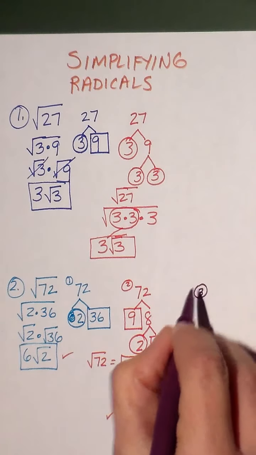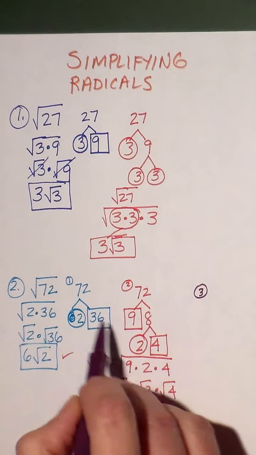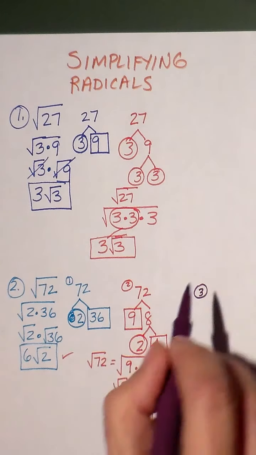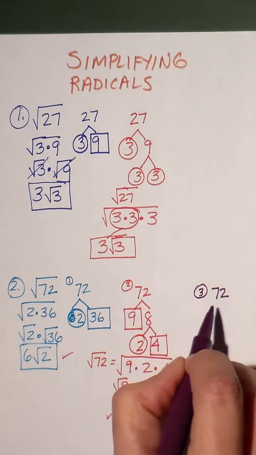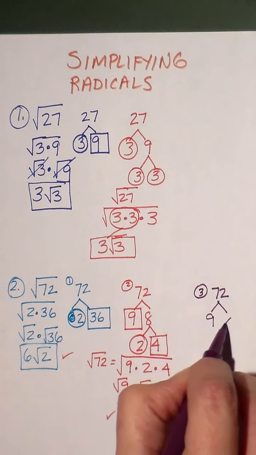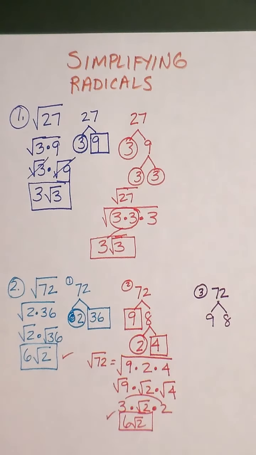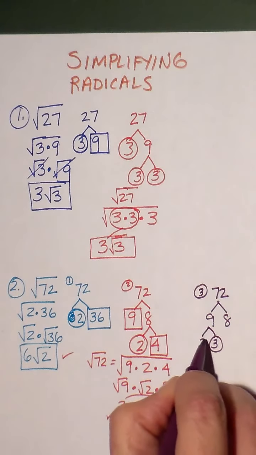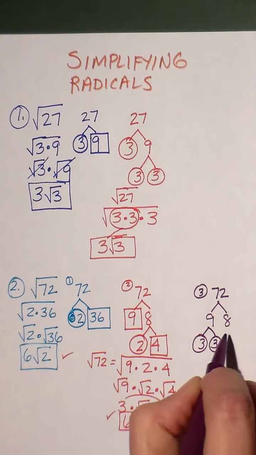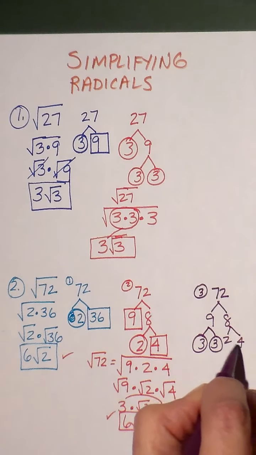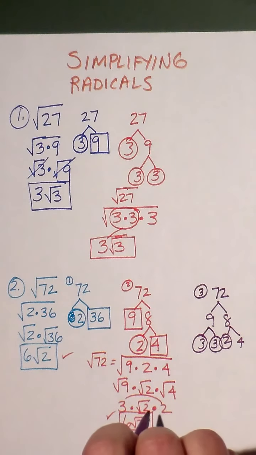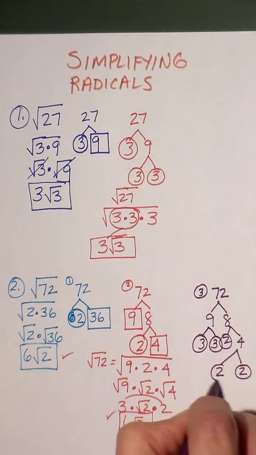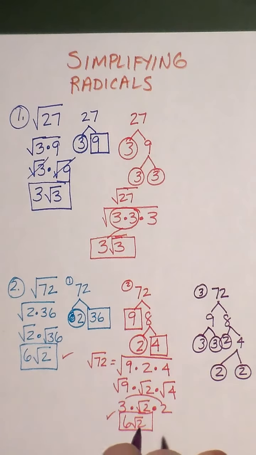So that's if you go all the way, if you still use primes instead of perfect squares. Let's do the last one here. I'm going to go 9 times 8, but I'm going to take everything down to primes. The 9 is 3 times 3. Those are prime, so I'm going to circle them. The 8 is 2 times 4, so I'm going to circle the 2. And then the 4 is 2 times 2. So I've got all my prime factors now.